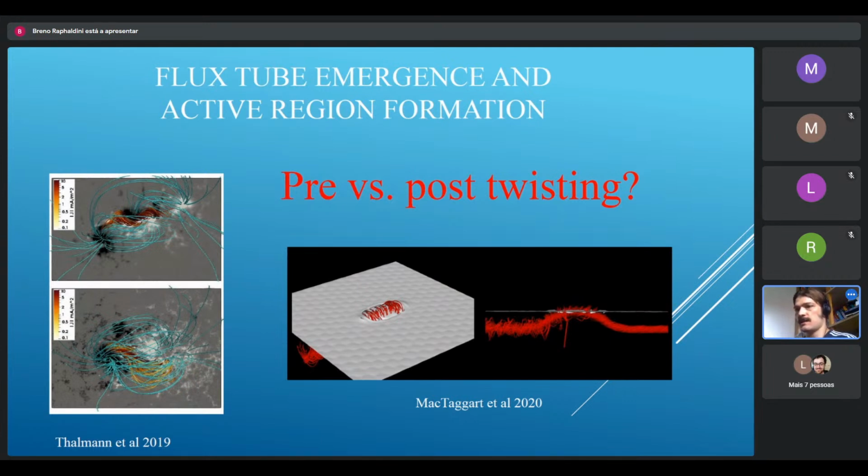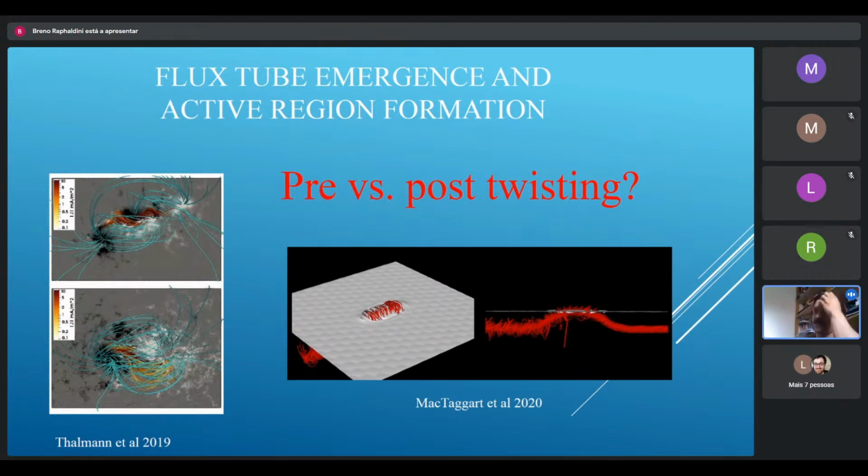What we observe in emerging magnetic fields through the solar photosphere is that they are twisted. But up to recently, there was no clear evidence whether this twist of the magnetic field occurred post-emergence or pre-emergence.